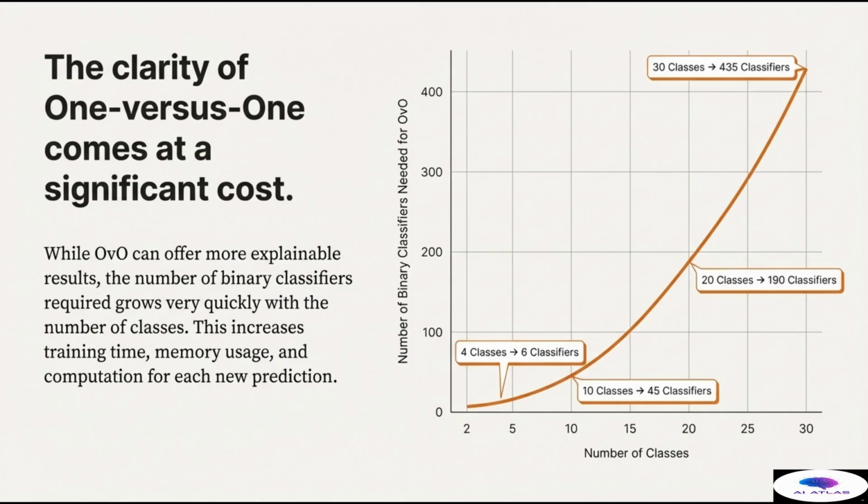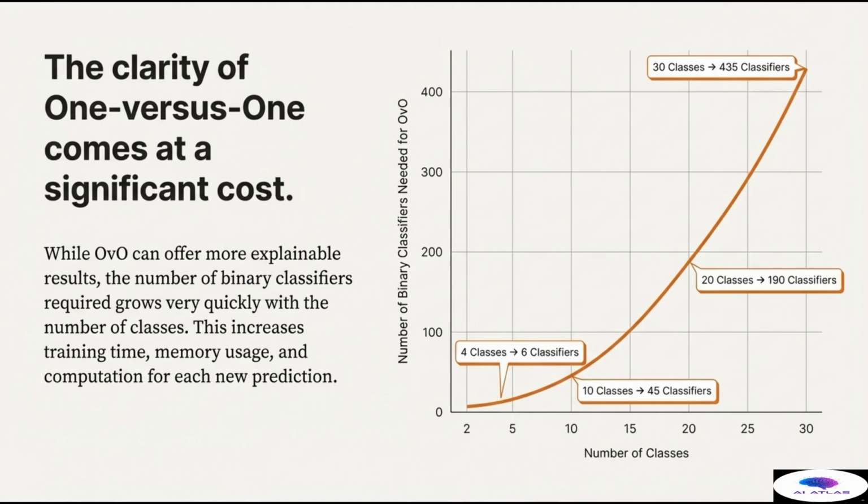While the voting mechanism of one versus one offers greater clarity and explainable results, this benefit comes at a significant computational cost. The number of binary classifiers required for OvO grows quadratically with the number of classes, n, specifically calculated as n multiplied by n-1 divided by 2. This scaling issue presents a serious limitation for large-scale applications. Look at the graph here, which clearly plots this exponential growth.